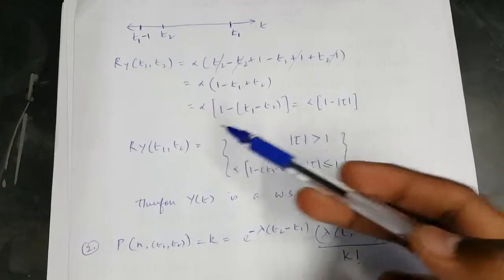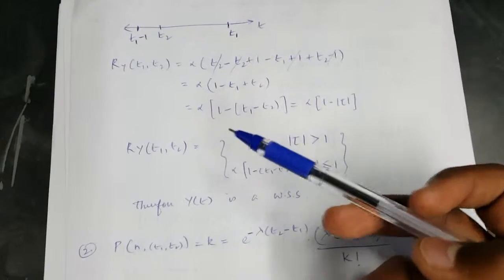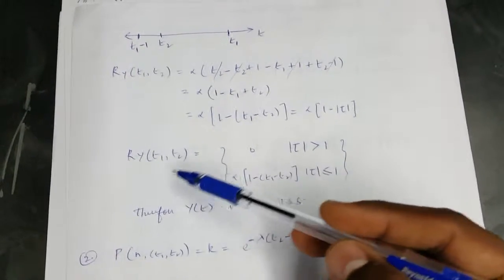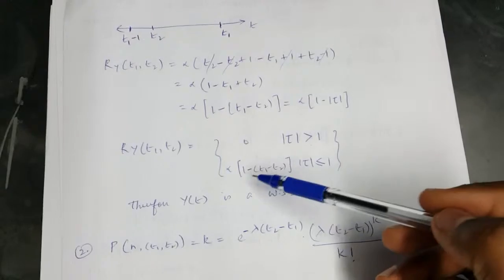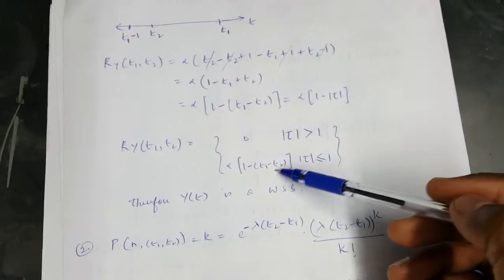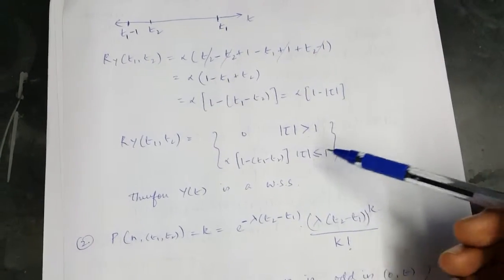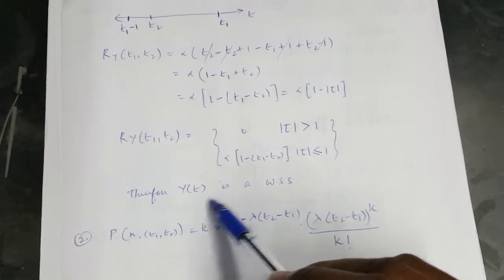So we can see that the expectation of y was a constant, and also the ACF depends only on the difference t1 minus t2. Therefore, y of t is WSS.